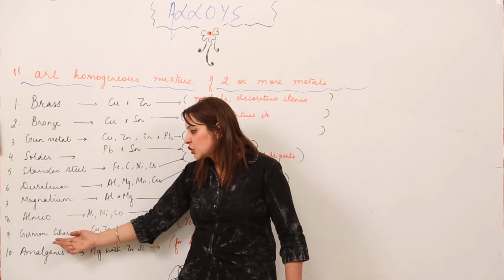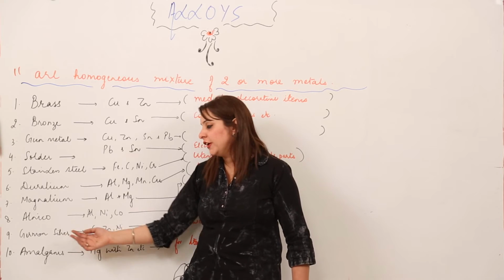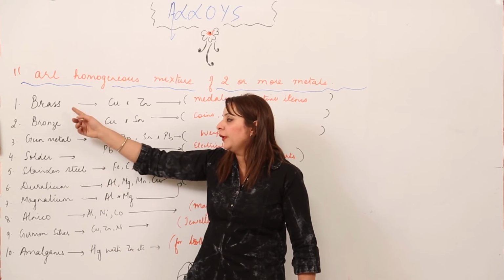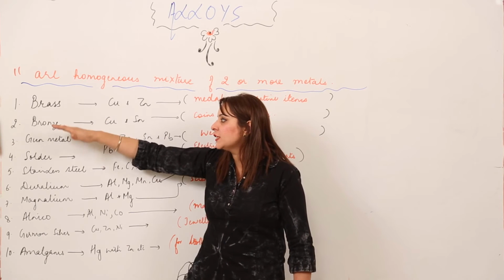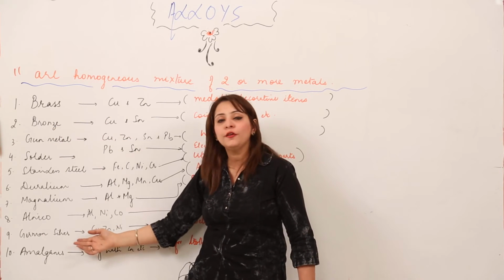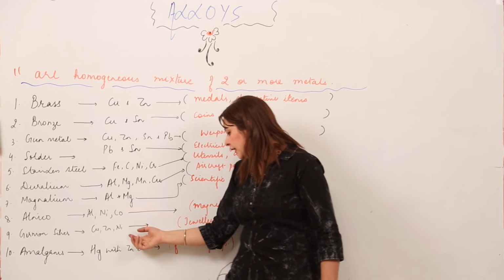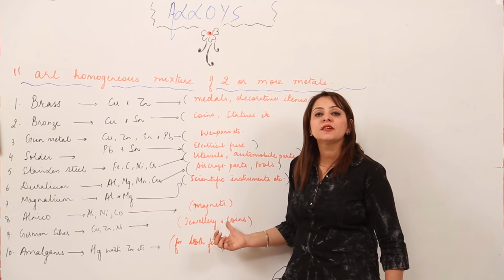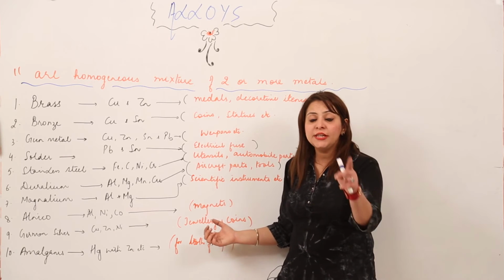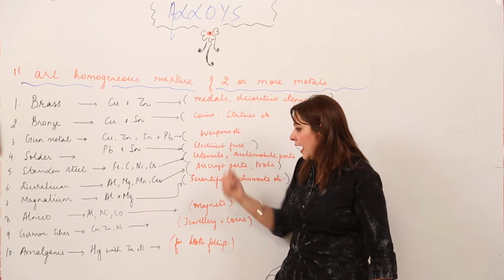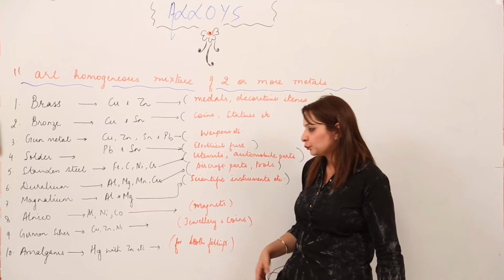Next alloy we have is German silver. German silver is made up of copper, zinc and nickel. Again it is an alloy of copper. We have alloys of copper like brass, bronze and gunmetal, and the fourth alloy of copper is German silver, in which the copper is mixed with zinc and nickel. It is used in making coins and jewelry. So see, two copper alloys are used in making coins. One is bronze and the other is German silver.